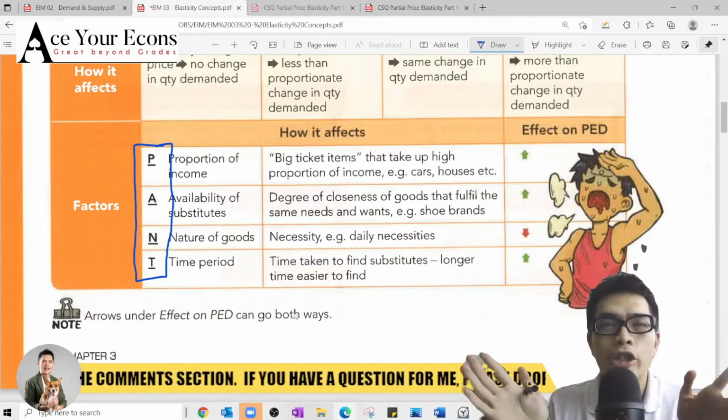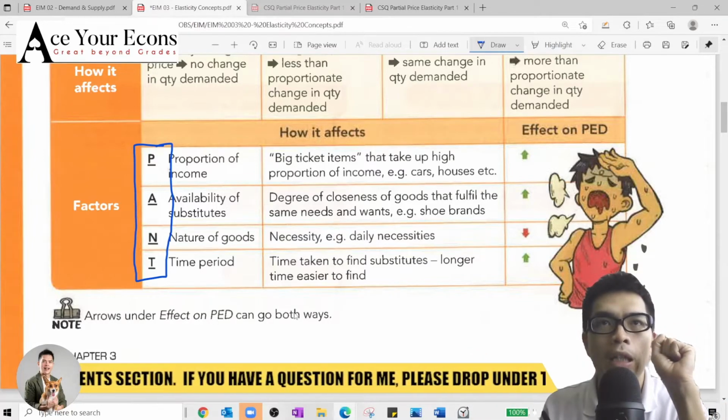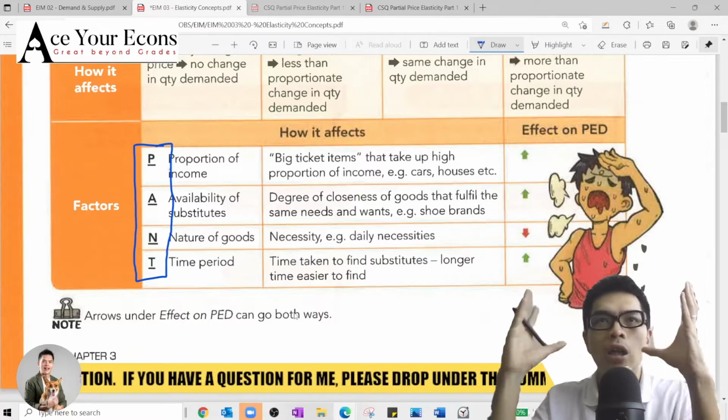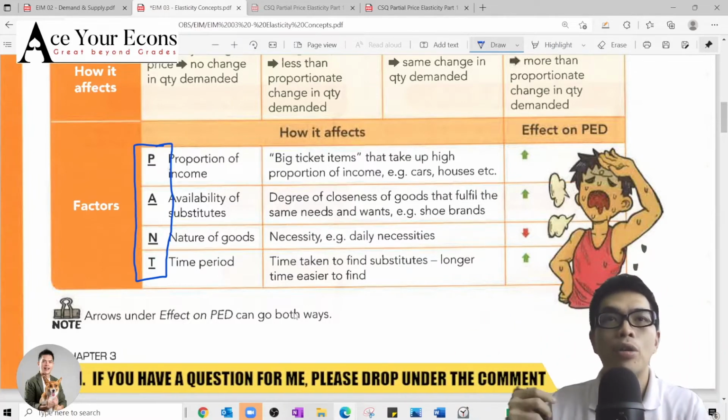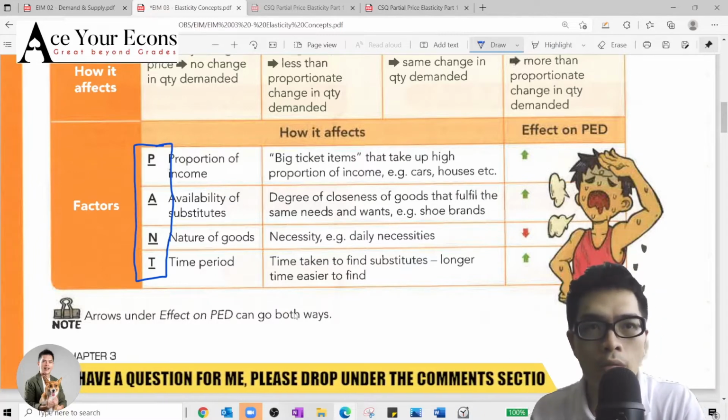So in a nutshell, when it takes up a small proportion of your income, PED is price inelastic. If it takes up a lot of your income, then you're going to be very responsive to price change. Okay?